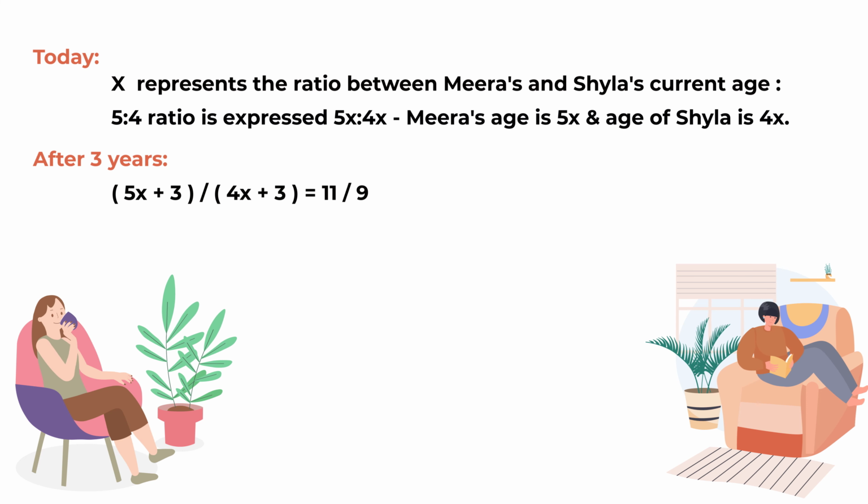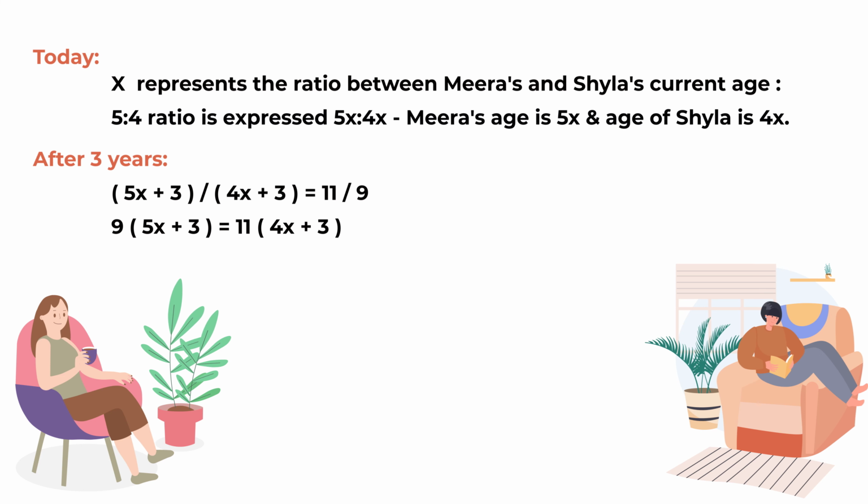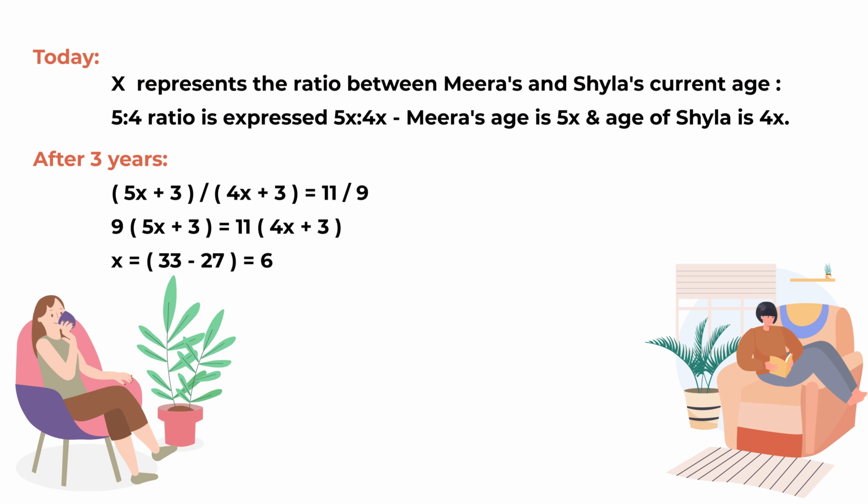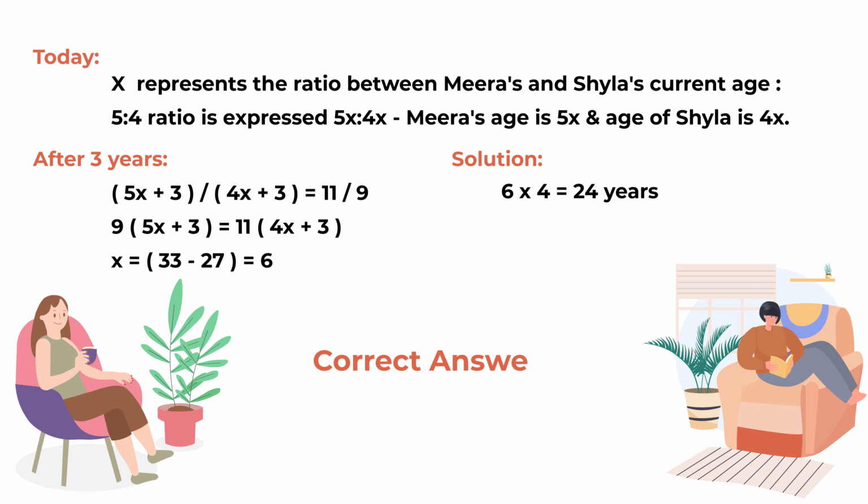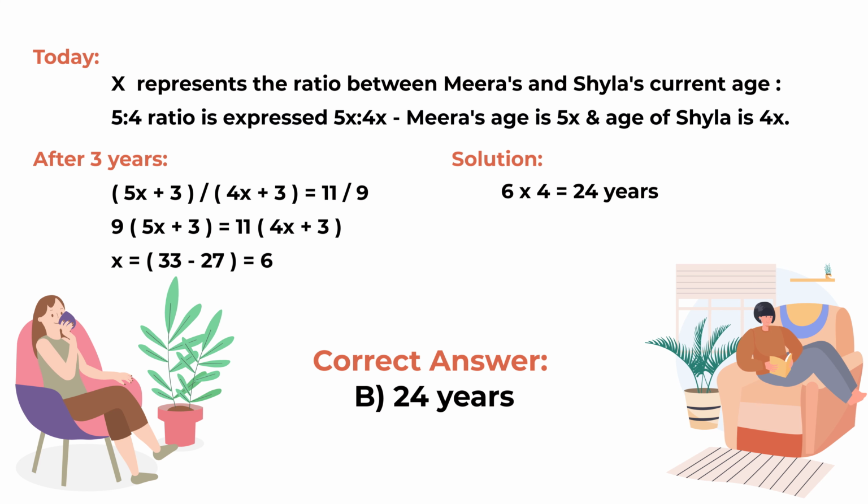After simplification, we will have 9 multiplied in parentheses by (5x plus 3) equal to 11 multiplied in parentheses by (4x plus 3), which means that x will be equal to 33 minus 27, which would be equal to 6. So to calculate the present age of Shyla, we need to multiply 6 by 4, which was her ratio in the initial equation for the current age, which would be equal to 24. So the correct answer is choice B, 24 years old.